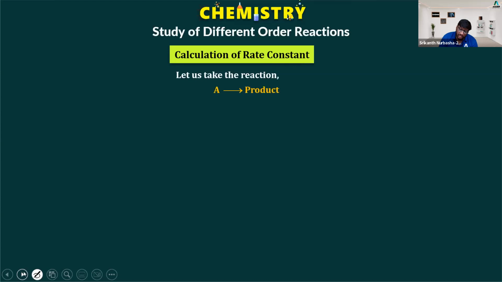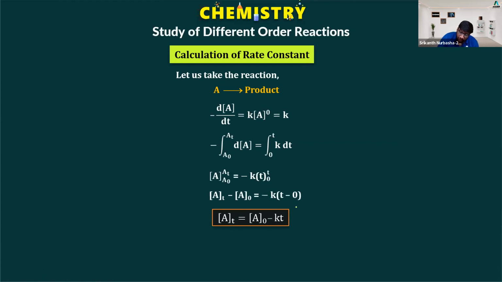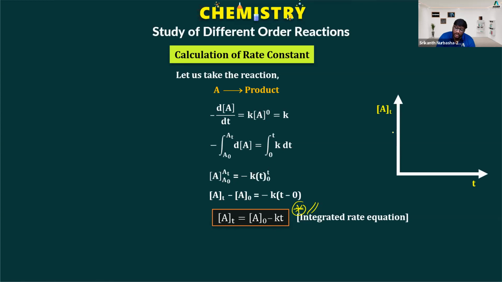So let's take the reaction A to give product. Do the integration. You will get the concentration of A at any time is equal to the concentration of A at time t equal to 0 minus Kt. You now try to plot a graph between concentration of A at any time versus time. This is nothing but your integrated rate equation.